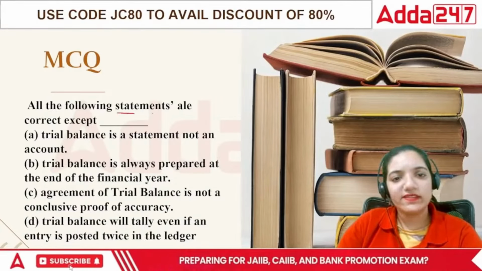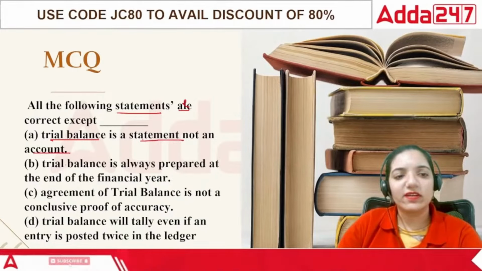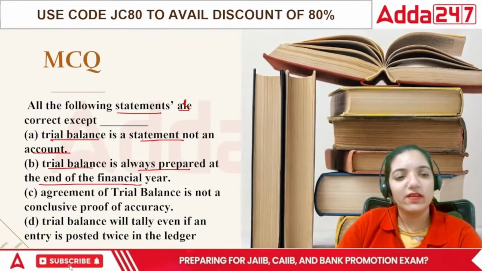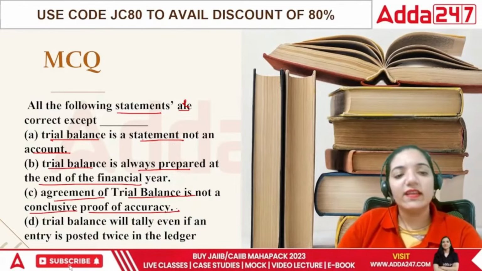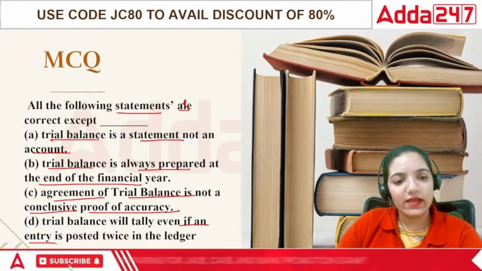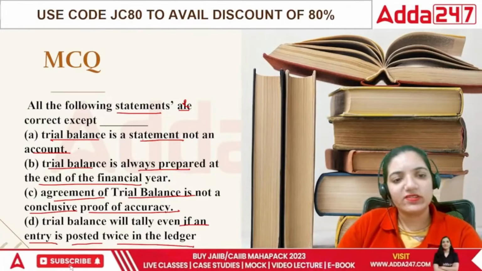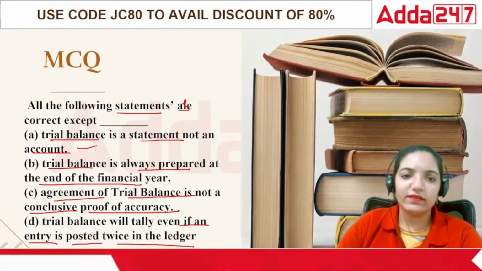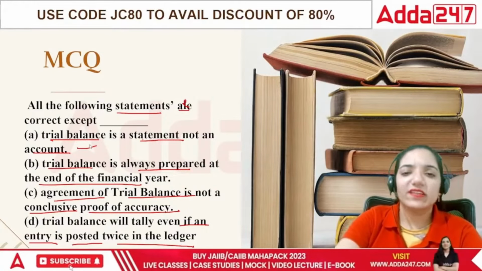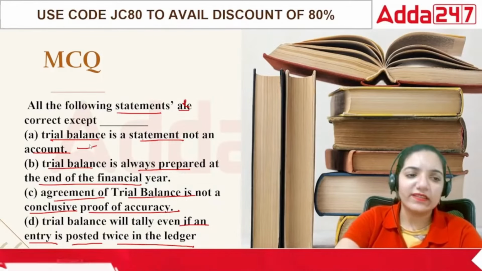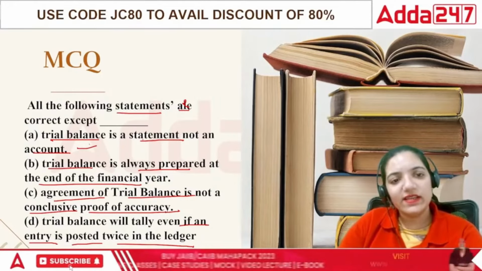All the following statements are correct except: trial balance is a statement, not an account. Trial balance is always prepared at the end of the year. Agreement of trial balance is not a conclusive proof of accuracy. Trial balance will tally if an entry is posted twice in the ledger. It is a statement, that is also correct. Okay, I hope the question is completely visible to you now. Trial balance is actually a statement, it's not a book. In this we record everything that has happened in the books of accounts. So this is correct, that it is basically a statement.